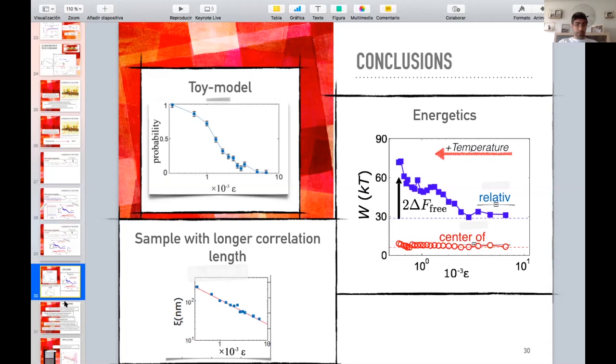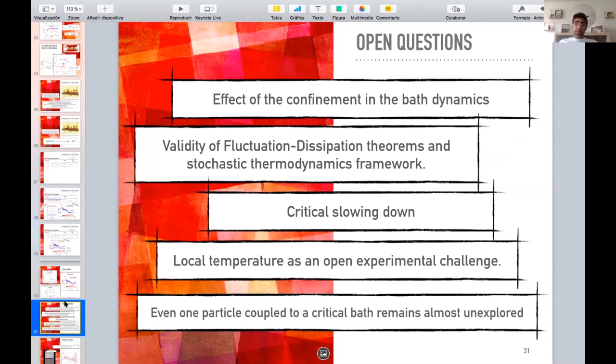But in any case, there is a lot of room. There are a lot of open questions that remain. For example, what is the effect of the confinement on the bath dynamics? When we confine this fluctuation field, based on the concentration of micelles, or in other cases another kind of species, how are they affected by the confinement itself? It's changing the viscoelastic features of this kind of bath.